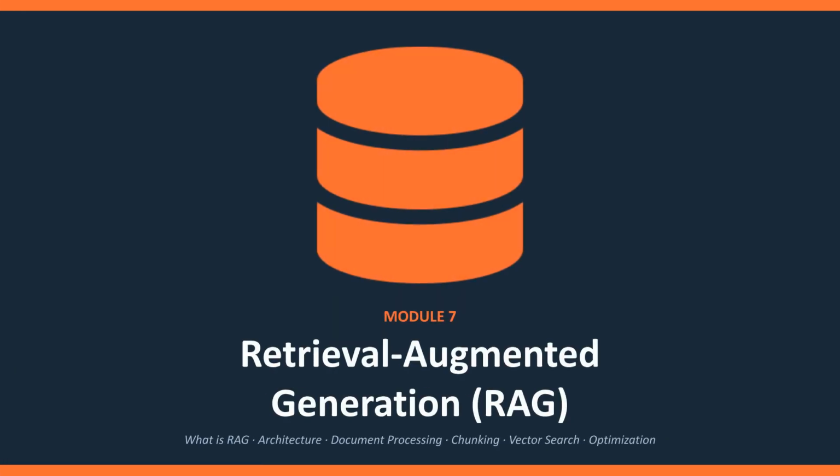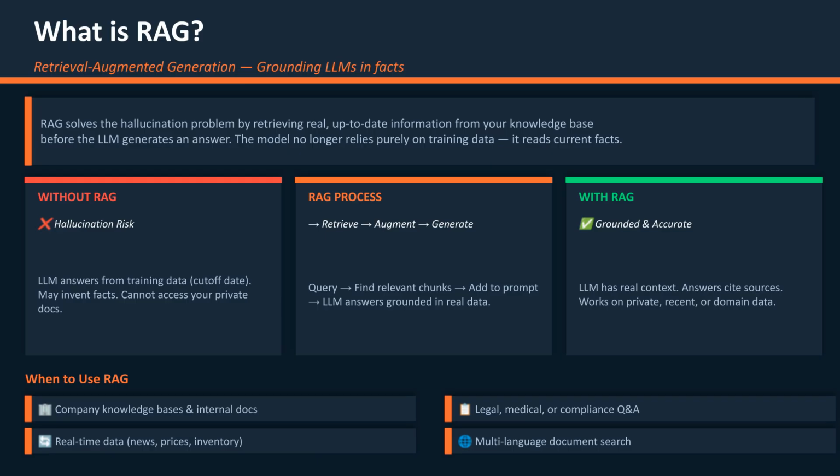Module 7 covers Retrieval-Augmented Generation, or RAG. This technique is critical for grounding LLMs in external knowledge sources to reduce hallucinations and ensure answers are current and factually correct. RAG solves the hallucination problem by fetching real, up-to-date information before the LLM generates an answer. The RAG process involves retrieving relevant data chunks, augmenting the LLM prompt with this context, and then generating a grounded response. It's ideal for company knowledge bases and real-time data Q&A.